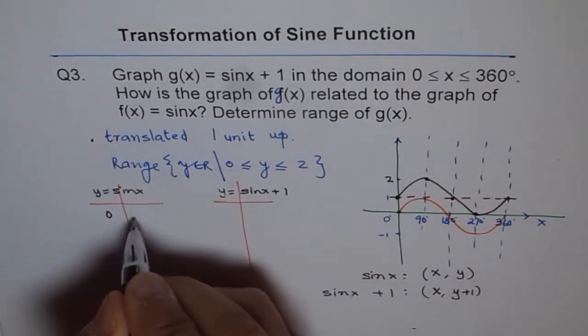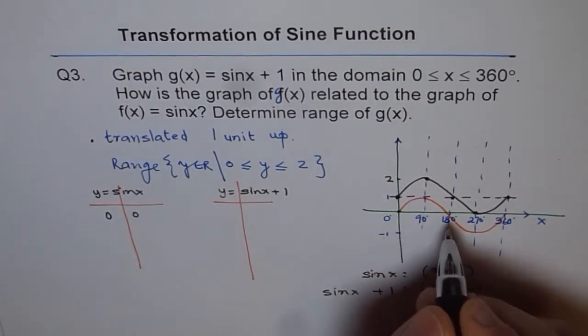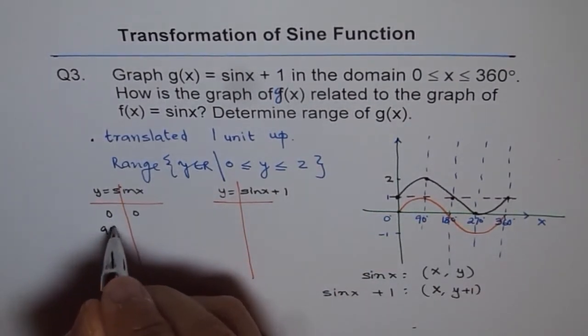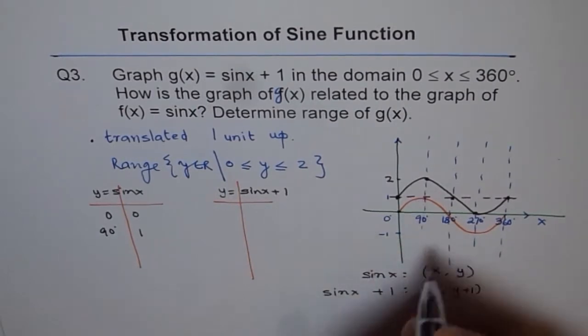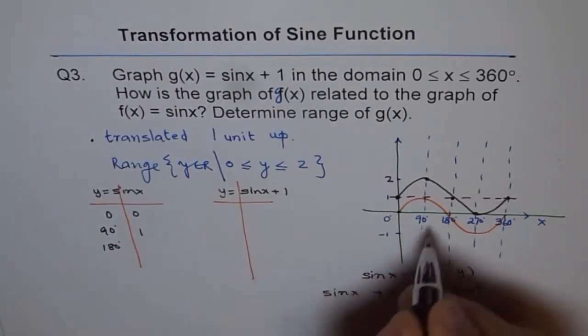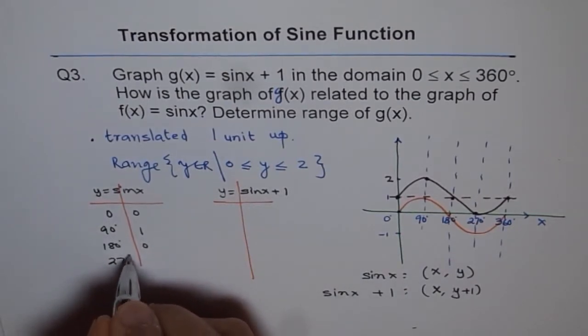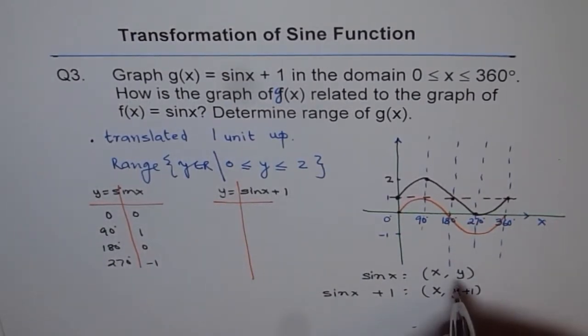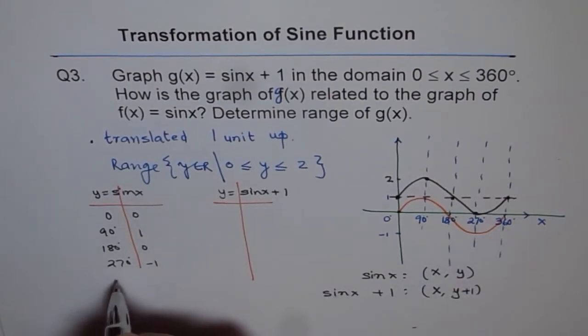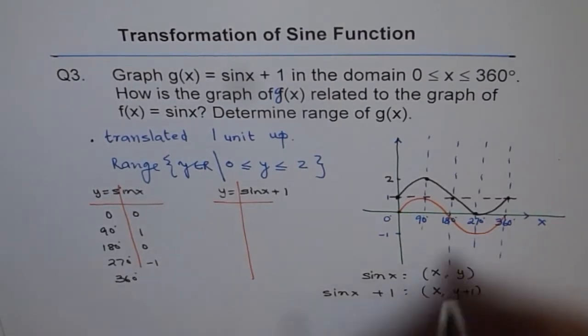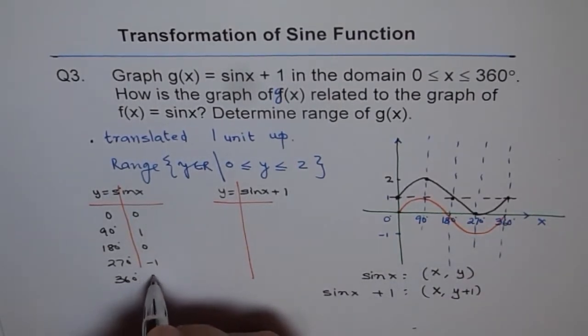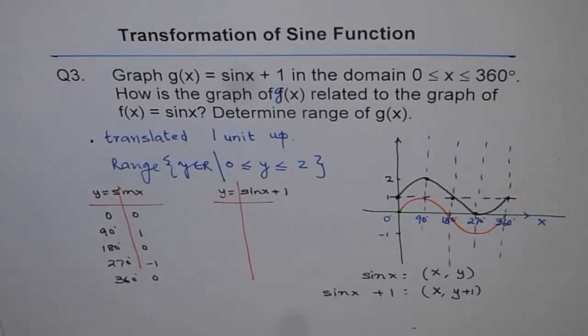At 0, we have 0 for sine x, right? At 90 degrees, the value was 1, that was the maximum. At 180 degrees, we had 0, the second x-intercept. At 270 degrees, the value was minus 1, right? And at 360 degrees, it was again 0, right? So these are our original points on y equals sine x.